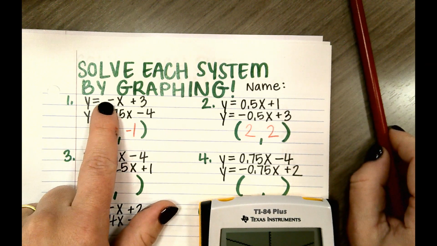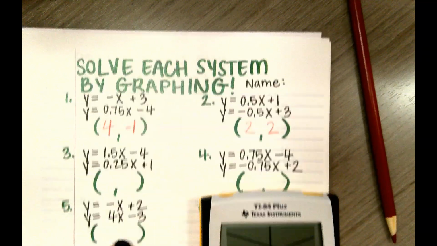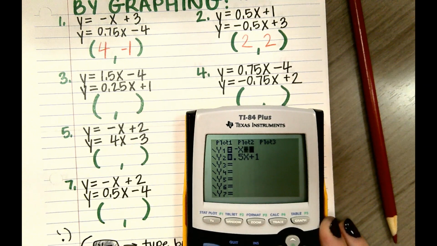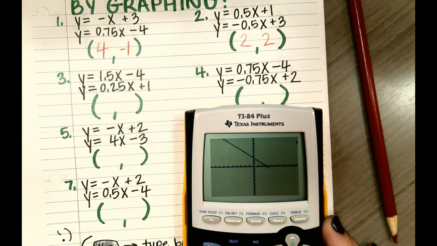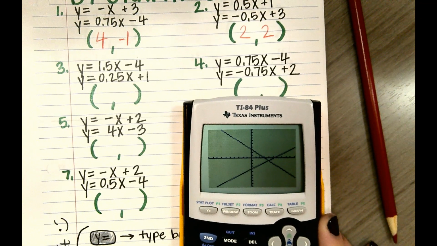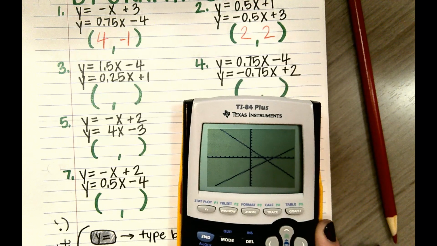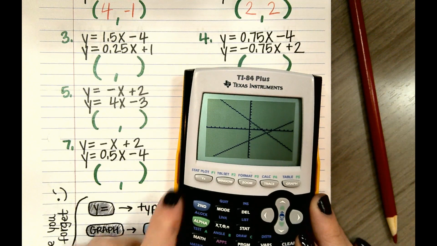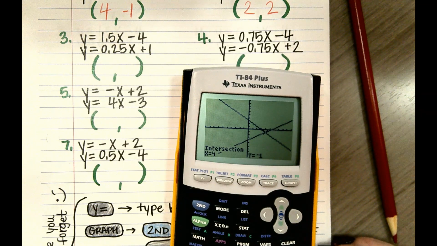Okay, so you have typed negative x plus 3 and 0.75x minus 4. Let me type it again. Negative x plus 3, 0.75x minus 4, graph. Oh, so you're not putting a 0 in? You can put a 0 or you don't have to. I'm going to try without the 0 because I keep getting a different answer. It should still work with the 0. So now we'll go through that process again. Second, trace 5. Enter, enter, enter. 4, negative 1 is what you should get.